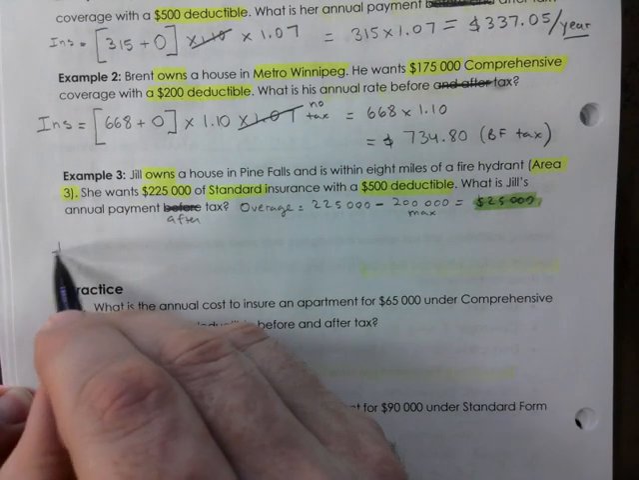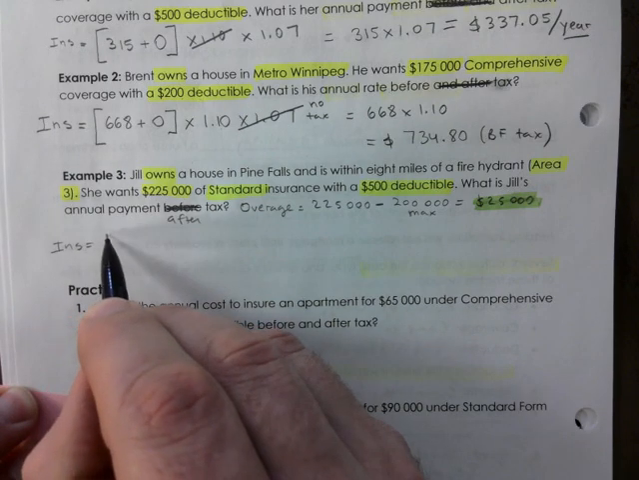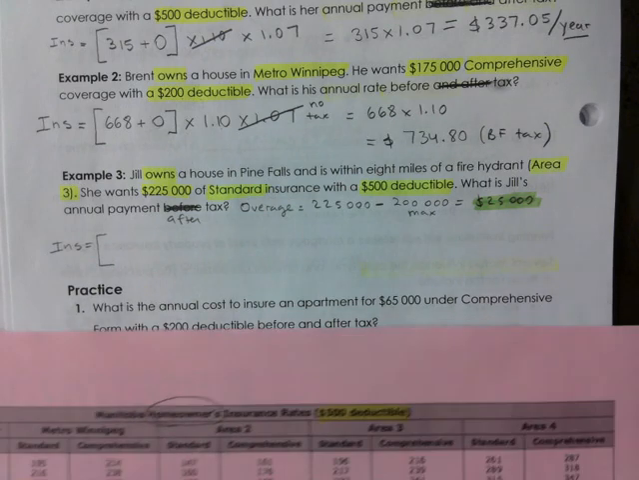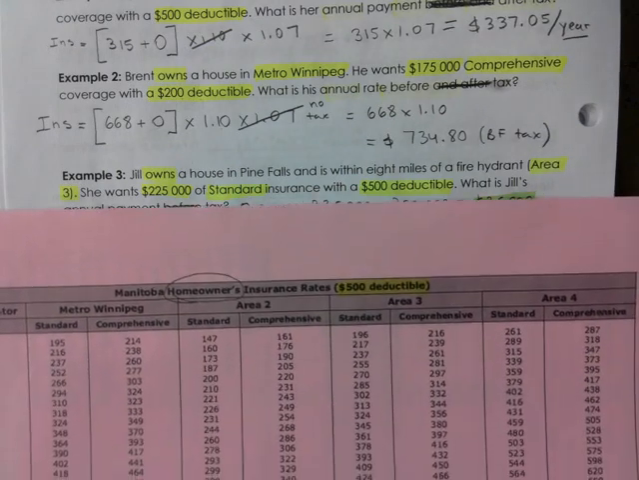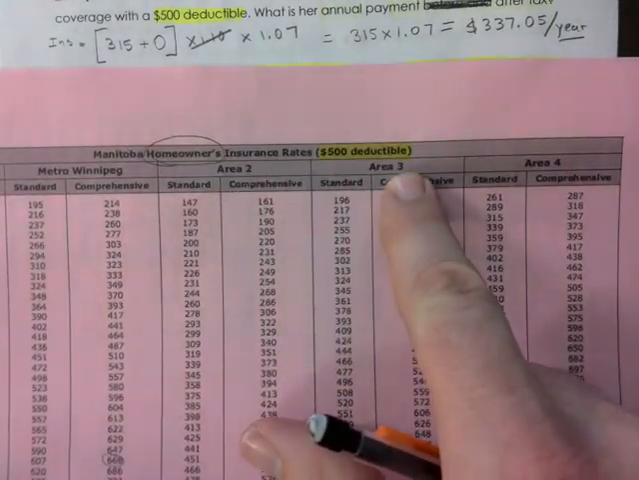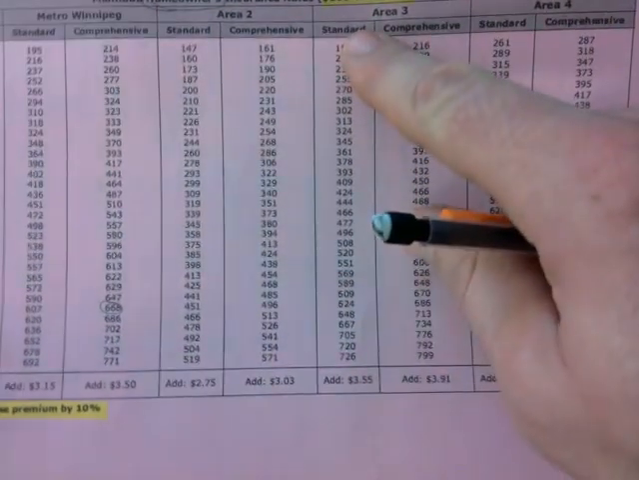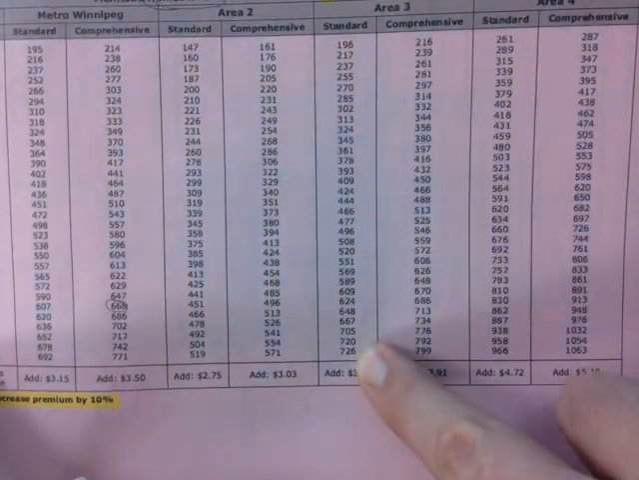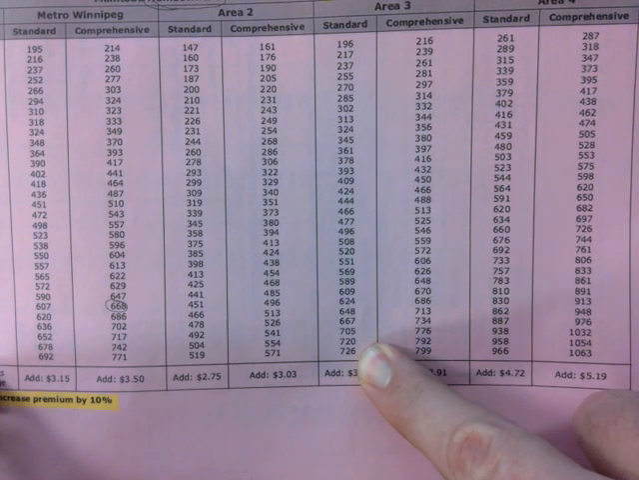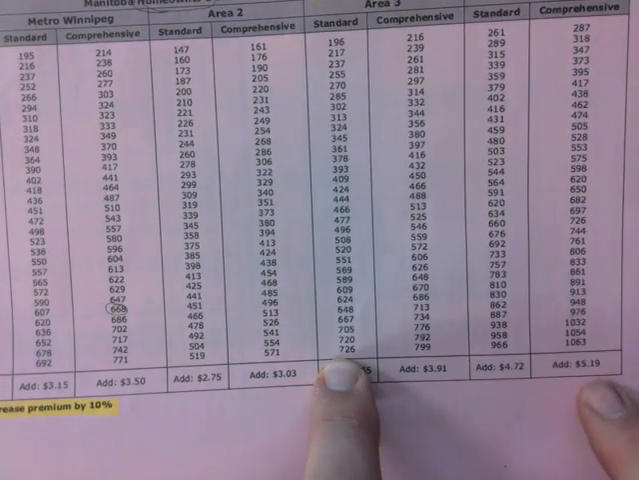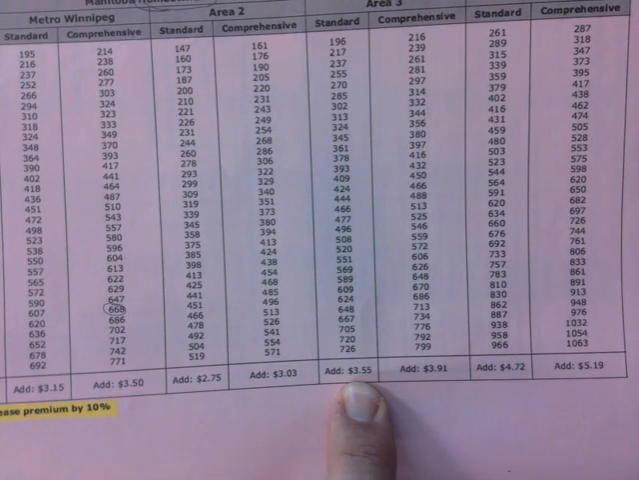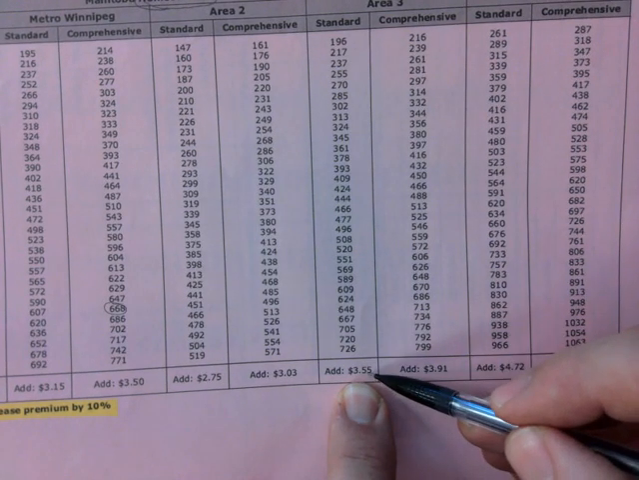So here we go. Insurance is equal to, it says table rate first and foremost. So it's standard, $500 deductible, area 3. So area 3, standard 726. So I've got to go down, right? I can't go past 200,000, but you're like, I need 225. Hold on. Take the 726 and remember this number, because this is how much extra you pay for anything you're over. So 726, 355.